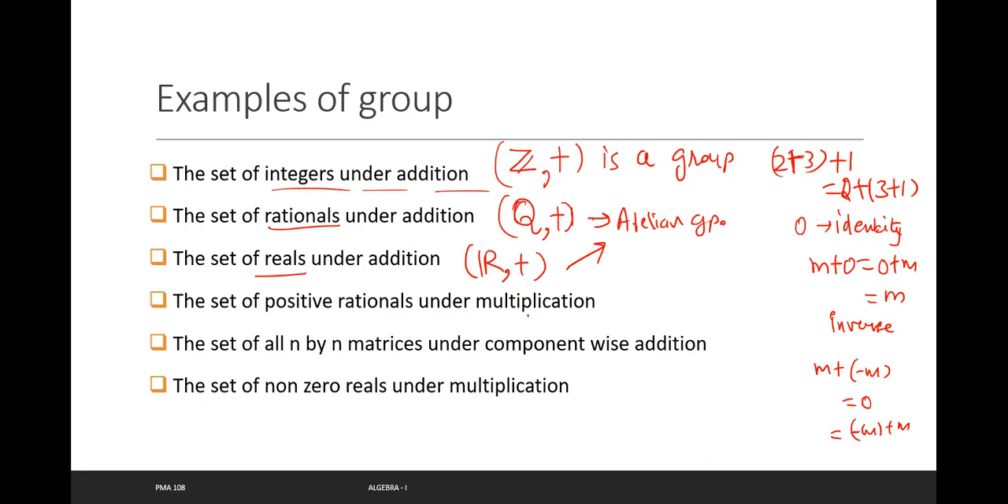Set of positive rationals under multiplication. अब मैंने ऑपरेशन चेंज कर दिया है. I am working on rationals under multiplication, but not all rationals. I am taking only positive rationals. So this is a symbolic way to write Q plus. So this Q plus is कि only positive rationals.